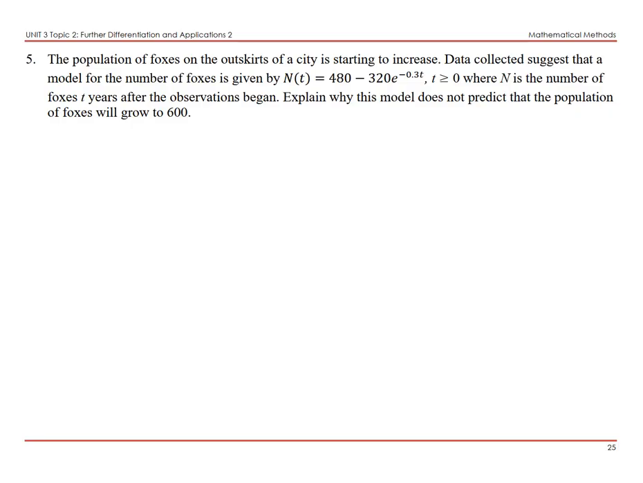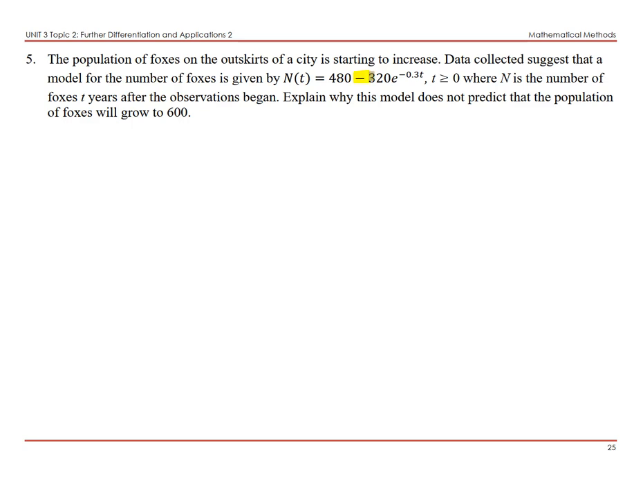Example 5, the population of foxes on the outskirts of a city is starting to increase. Data collected suggests that a model for the number of foxes is given by where n is the number of foxes t years after observations begin. Explain why this model does not predict that the population of foxes will grow to 6,000. Now, tech-free, let's just think about graphing.